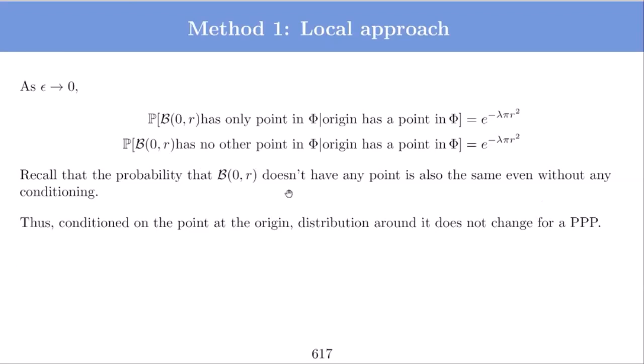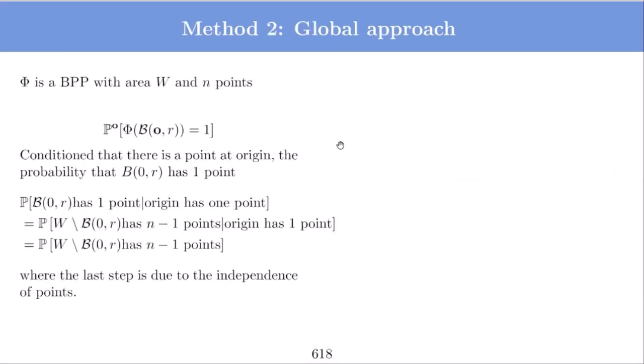Okay, so in this case, conditioning on the point at the origin, the distribution around it does not change for the PPP. Now let us take another example, where I am going to take the binomial point process. And here I'm going to take a global approach, because a local approach may not work here.